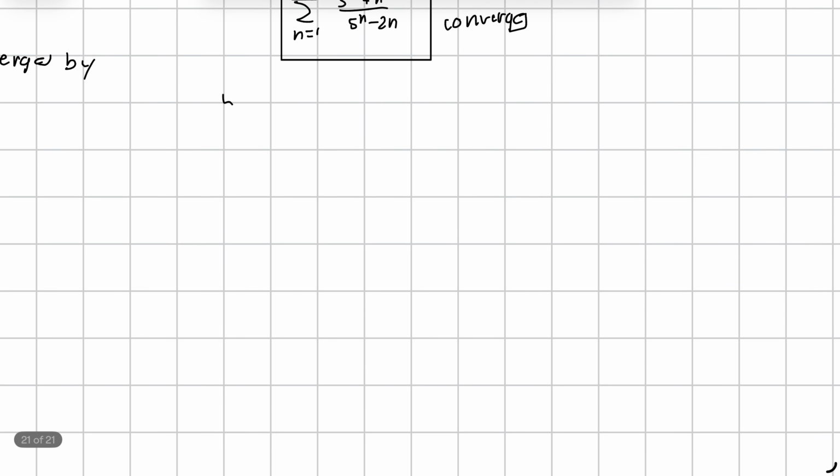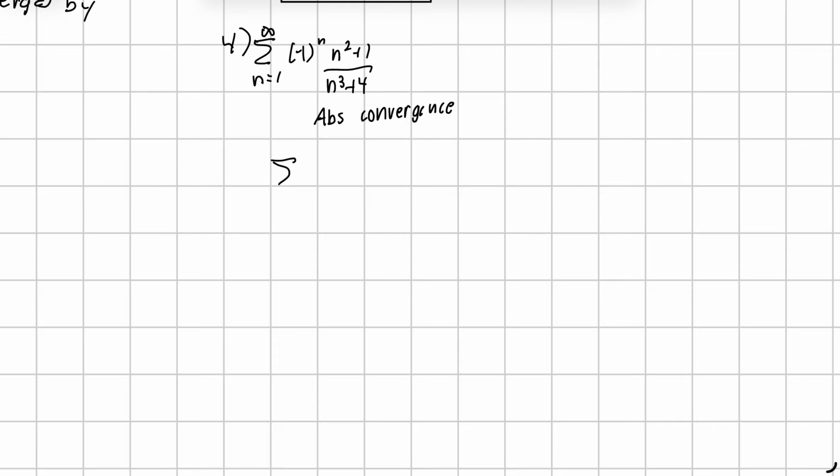So now we can do another example. Okay, so we have this series from n is equal to 1 to infinity of negative 1 to the power of n, which is going to alternate our signs, times n squared plus 1 over n to the power of 3 plus 4. So first we're going to check the absolute convergence. Which means we have the summation from n is equal to 1 to infinity of the absolute value of negative 1 to the power of n times n squared plus 1 over n cubed plus 4. The absolute value is going to equal the summation from n is equal to 1 to infinity of n squared plus 1 all over n cubed plus 4.